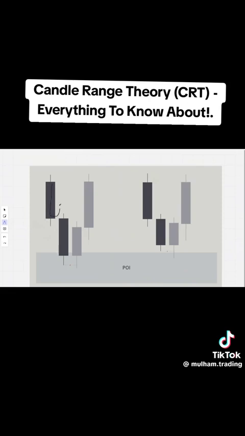But this one here is a bearish one. This one is a bullish one in this specific slide. So we're going lower. Let's say this is a 4 hour, right? 4 hour. So the 4 hour closes bearish inside of a POI.